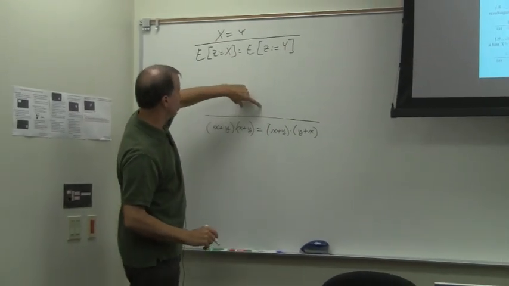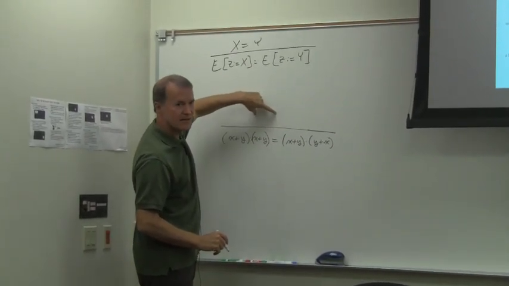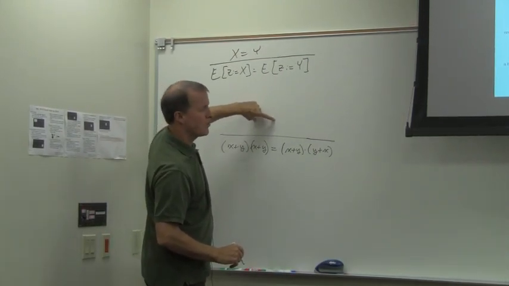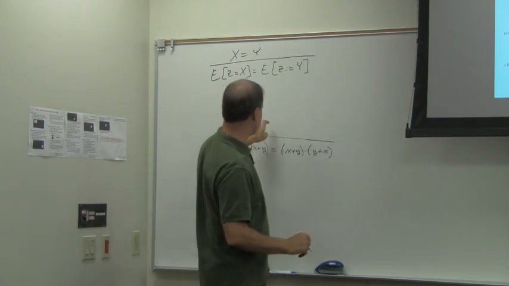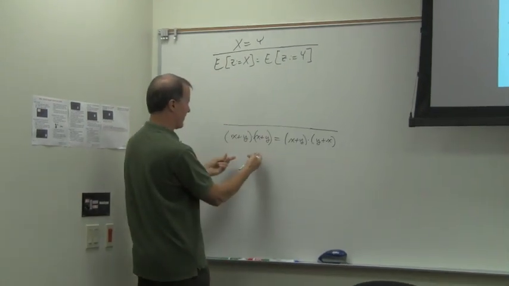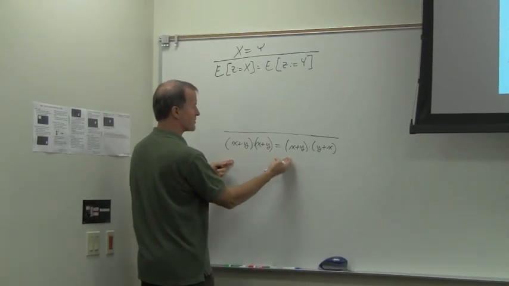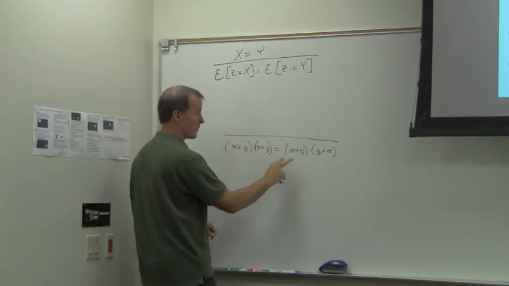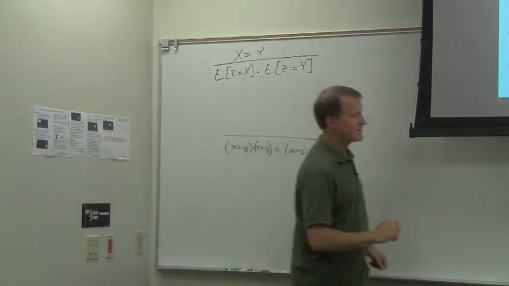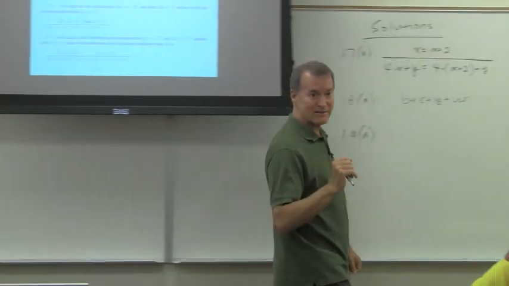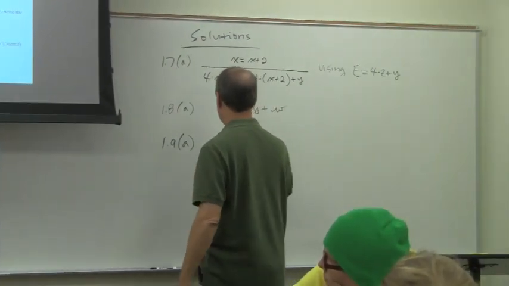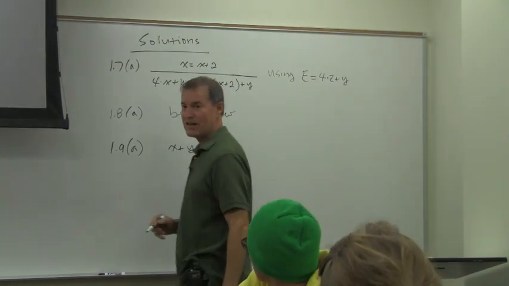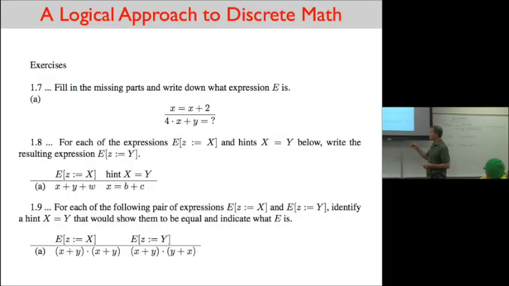Identify a hint. Okay, this symmetry. So what would the hint be? What would have to go up here in order to have x plus y times x plus y equal x plus y times y plus x? Well, you'd have to have x plus y. Does everybody see how that works? So this one would be x plus y equals y plus x. But we're not done yet, because there's another part to the problem.